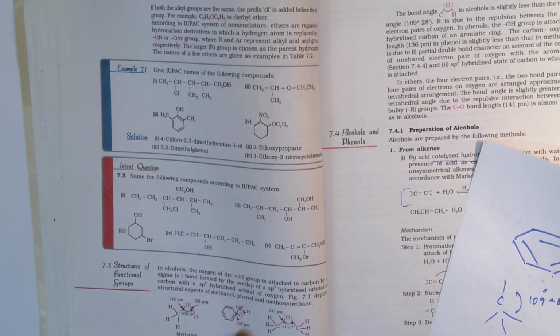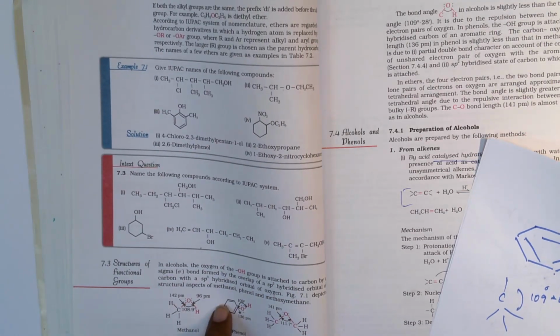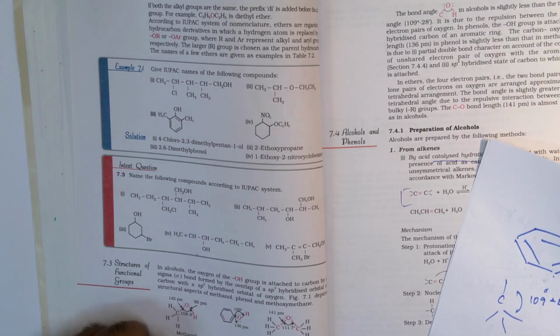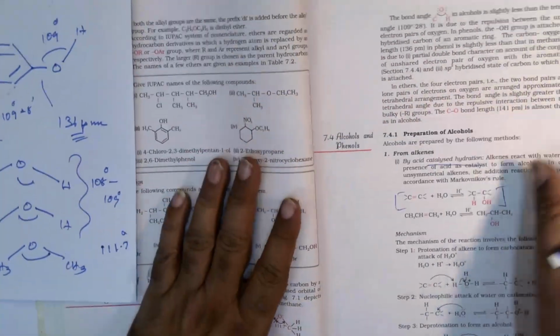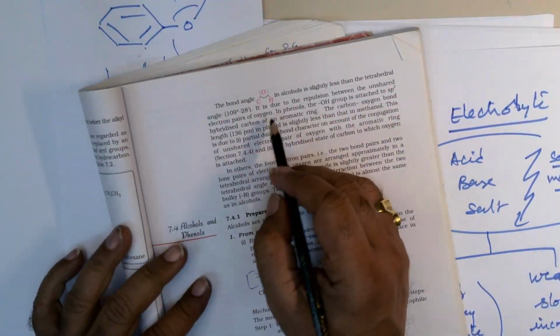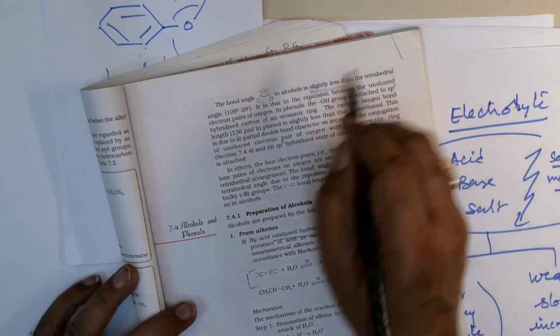So what is the key point behind this? It indicates that there is some affinity here. It is more tightly bound to the phenyl group. Okay. Then now there are some key points to be discussed here. You please note down. The bond angle in alcohol is slightly less, as you have mentioned, than in the tetrahedral structure.